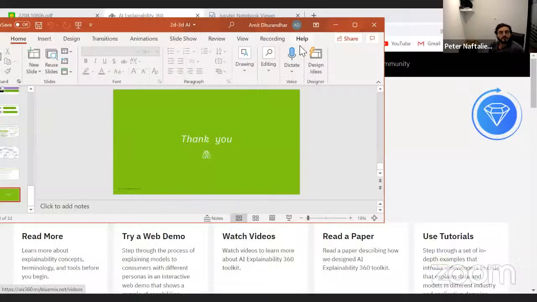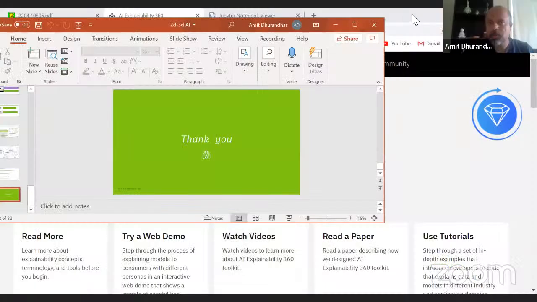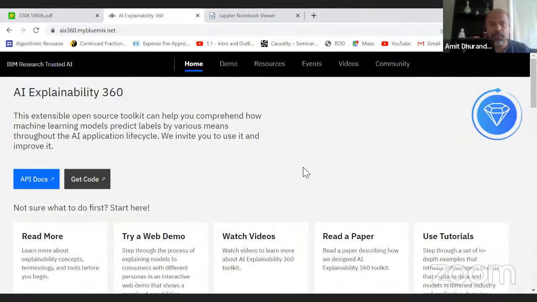Okay, so now let me go to this. Can you see the web page? Okay, cool. So this is the web page. It's AIX360. On Google, if you just search for AIX360 or AI Explainability, it should come up. If you go to get code, it will go to the GitHub where all the code is for all of this, and it has pretty standard instructions of how to install and so on and so forth.